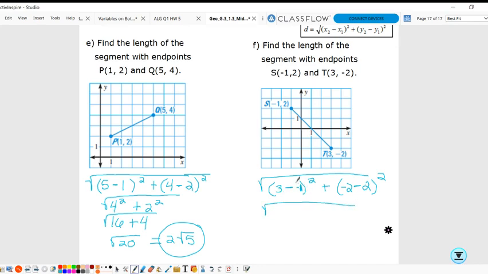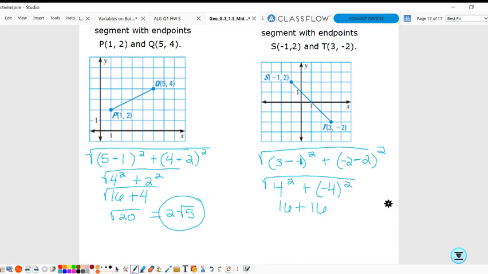3 minus a -1 is a +4. -2 minus 2 is a -4. 4 squared is 16. -4 squared is also 16. 16 plus 16 is 32. So we need to simplify that in some way. Well, we know that we can break this up into 16 times 2. The square root of 16 is 4, and we leave prime number 2 under the radical. 4 radical 2.